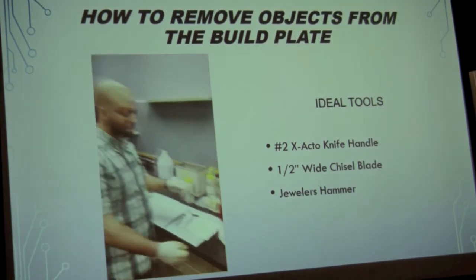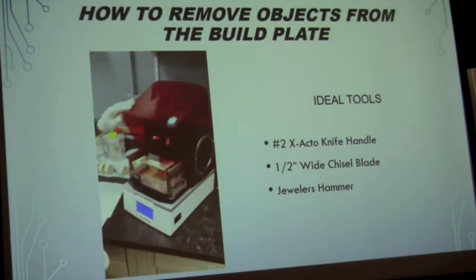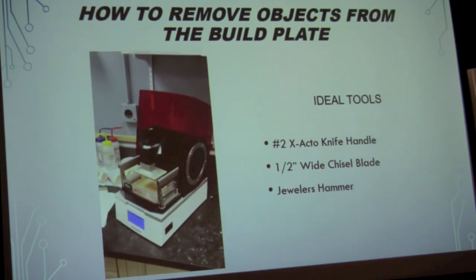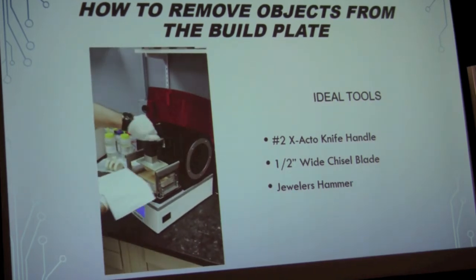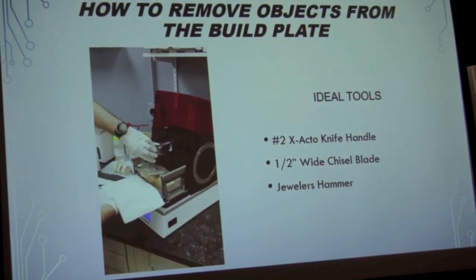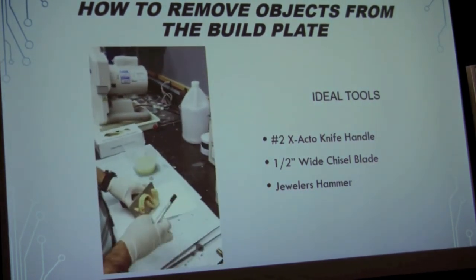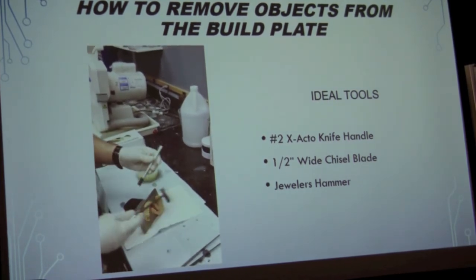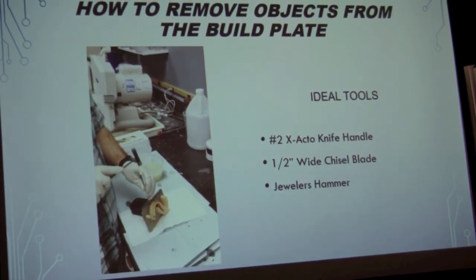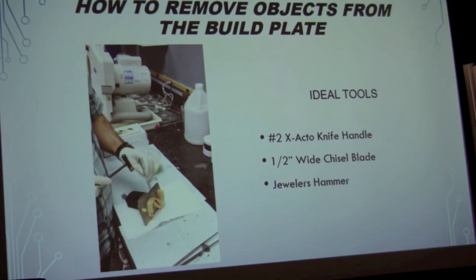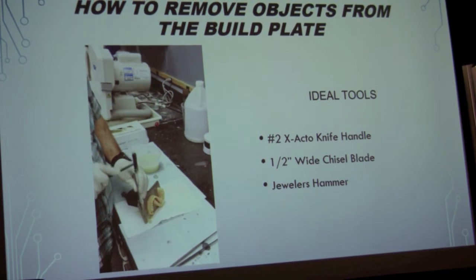All right, this is Brandon Smith with Whipmix, post-processing models off of the Max printer. The post-processing is the same for the Max as well as the Pro 275. So I'm using an X-Acto knife chisel blade. From there he just puts it on the edge of the model and then uses a hammer.